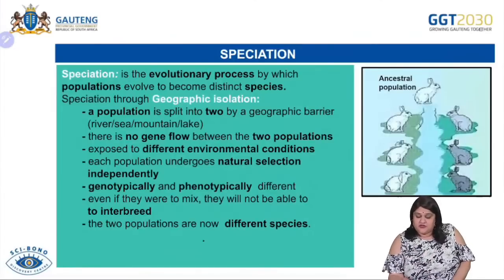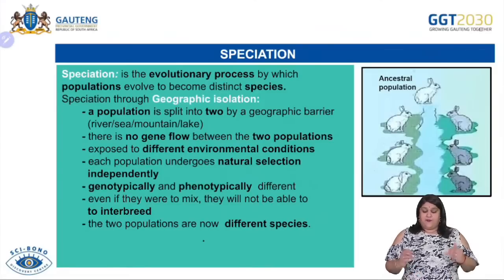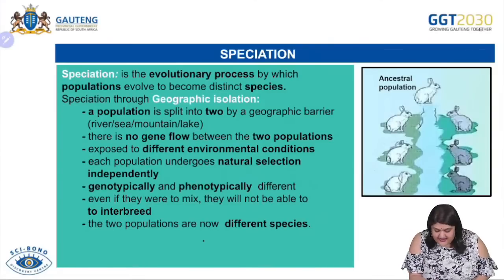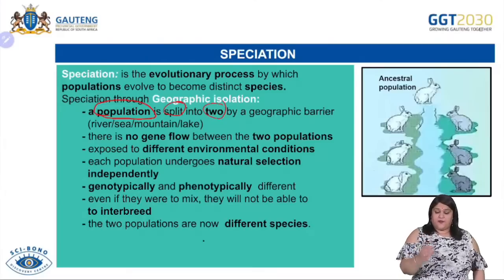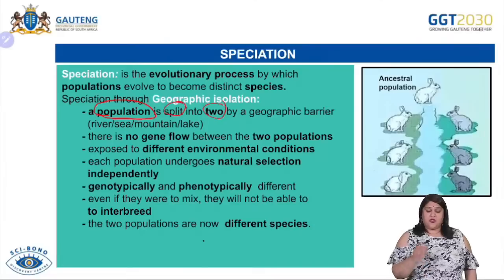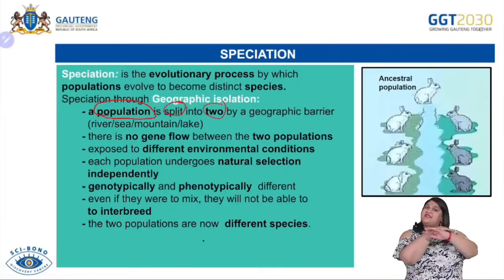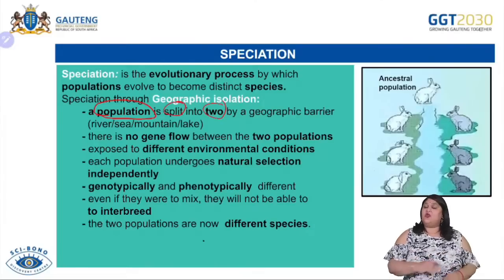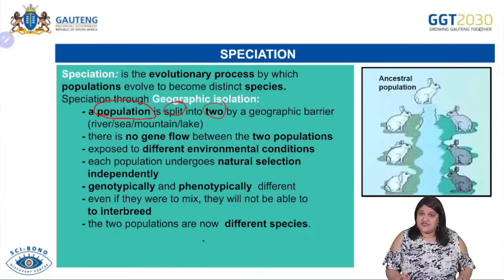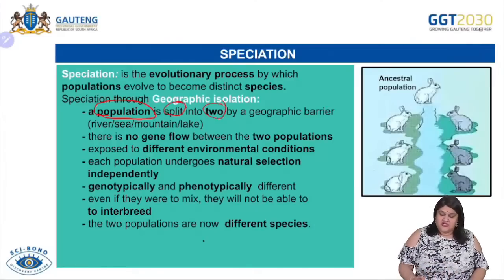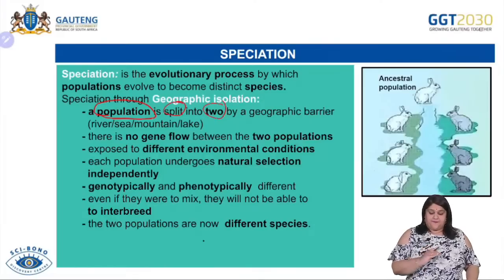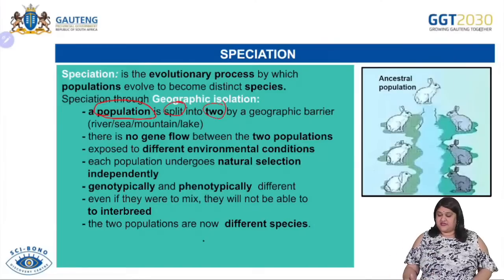So you're going to give them this, for example. The important thing here is to say that there was a population. The population is split into 2, or maybe 3 or 4, whatever the question gives you. The population is split by a geographical barrier, not a species. You don't say the species was split, you say the population. You will lose marks if you say a species here. A population is split into 2 by the geographic barrier. There is no gene flow between the 2 populations. Exposed to different environmental conditions, each population will then undergo natural selection independently.